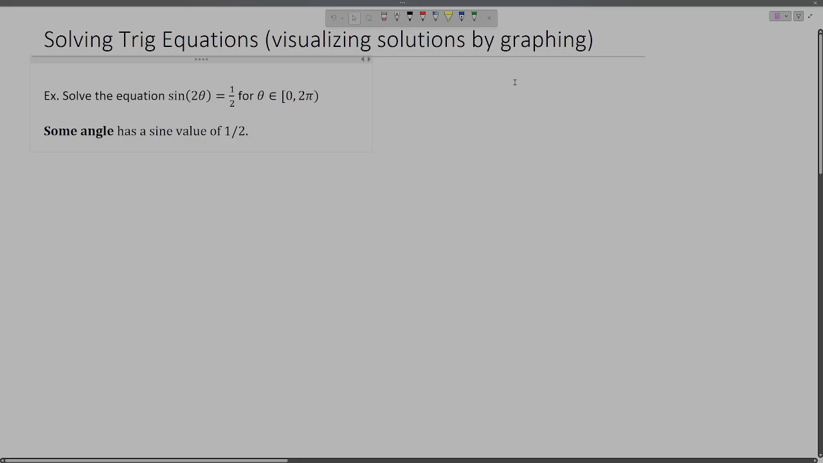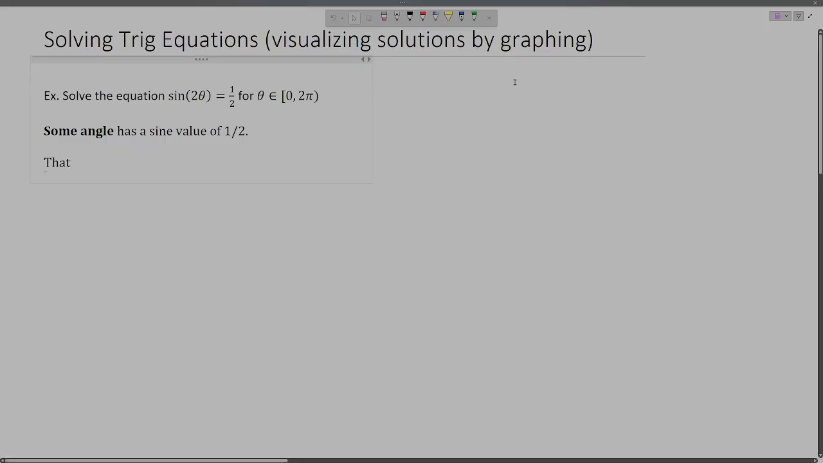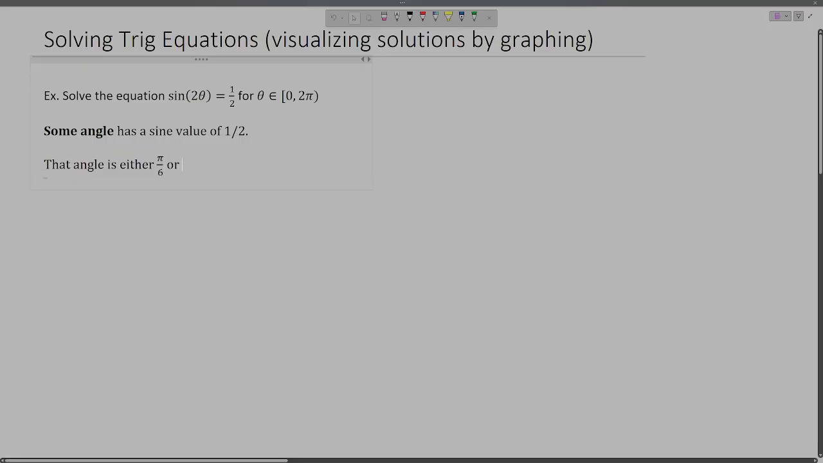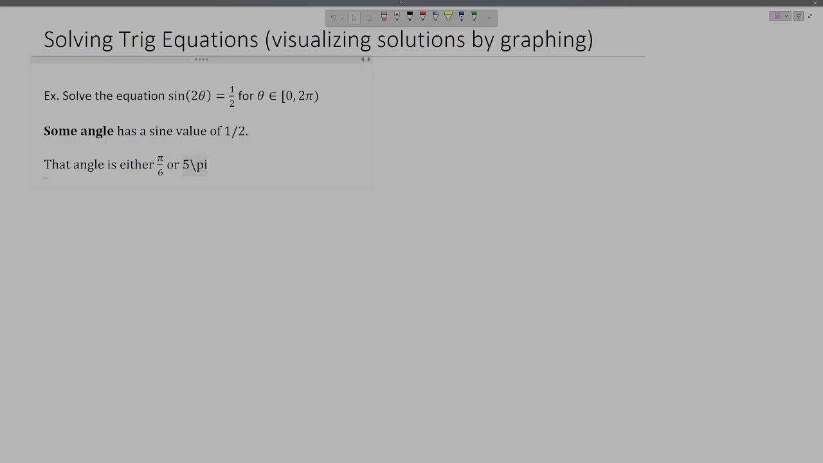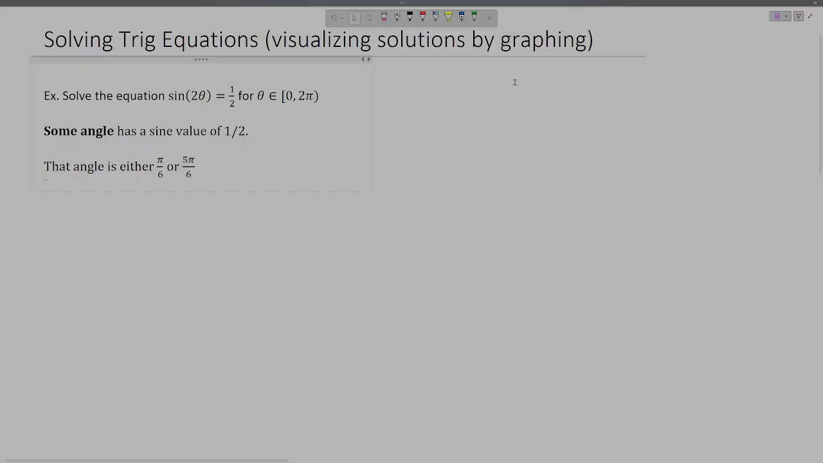We know from visualizing our unit circle, or knowing our unit circle, that that angle in the window from 0 to 2 pi anyway, is either, let's see, 30 degrees, or pi over 6, or 150 degrees, aka 5 pi over 6.